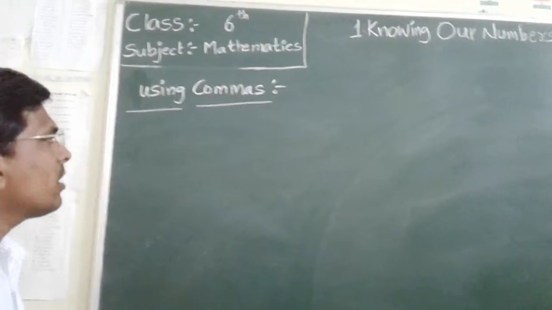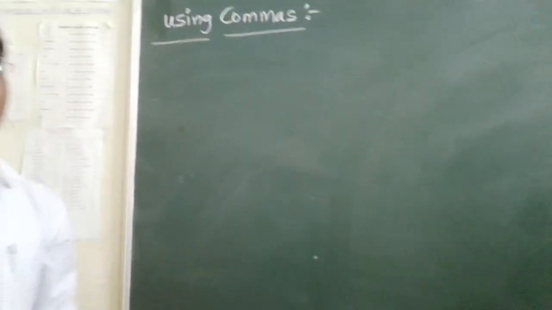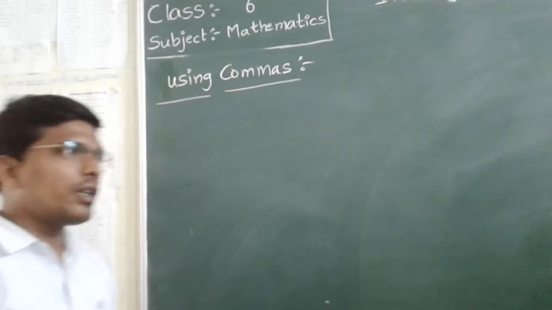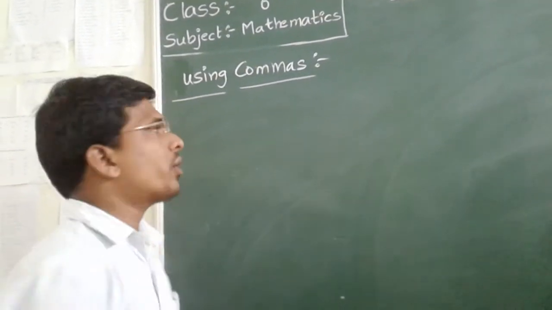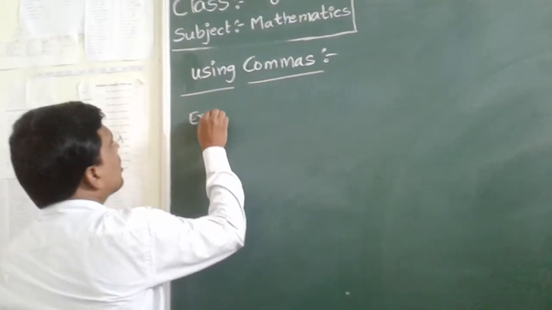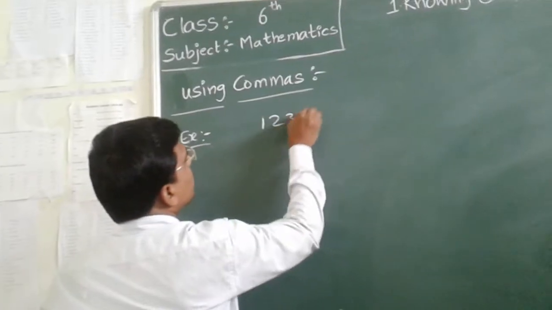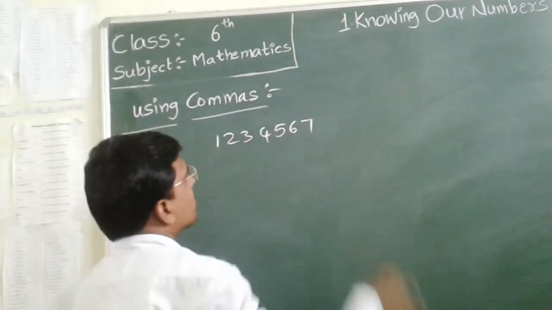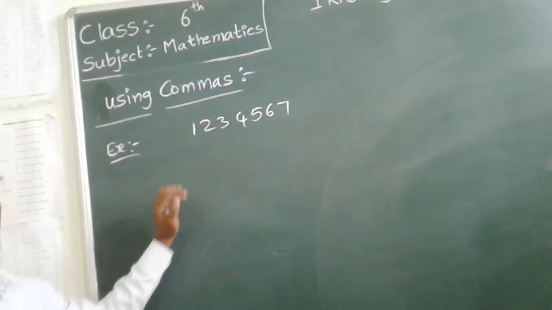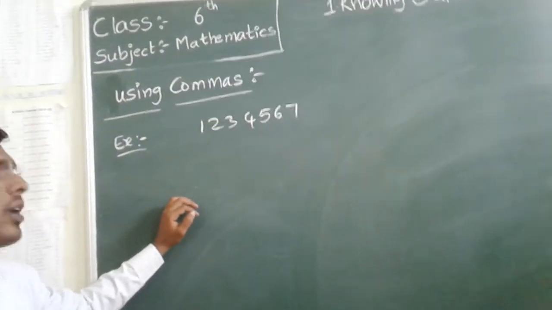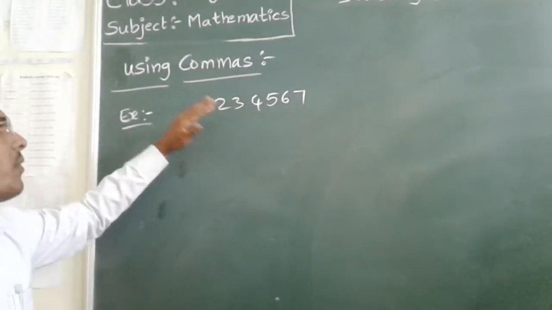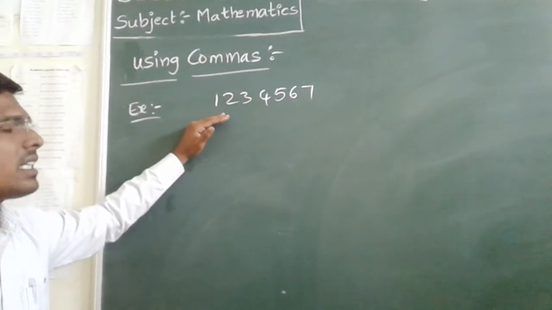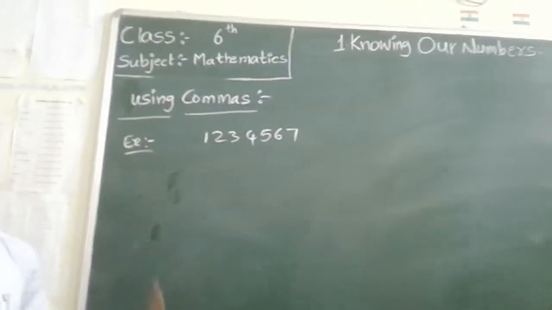Commas. For smaller numbers we don't have any big problem to read, but for bigger, large numbers we will get some problem to read. For example, 1 2 3 4 5 6 7. This is a number. How do you read it? The way of reading is a very big task. So for easy reading, and for easy writing also, we can use commas.